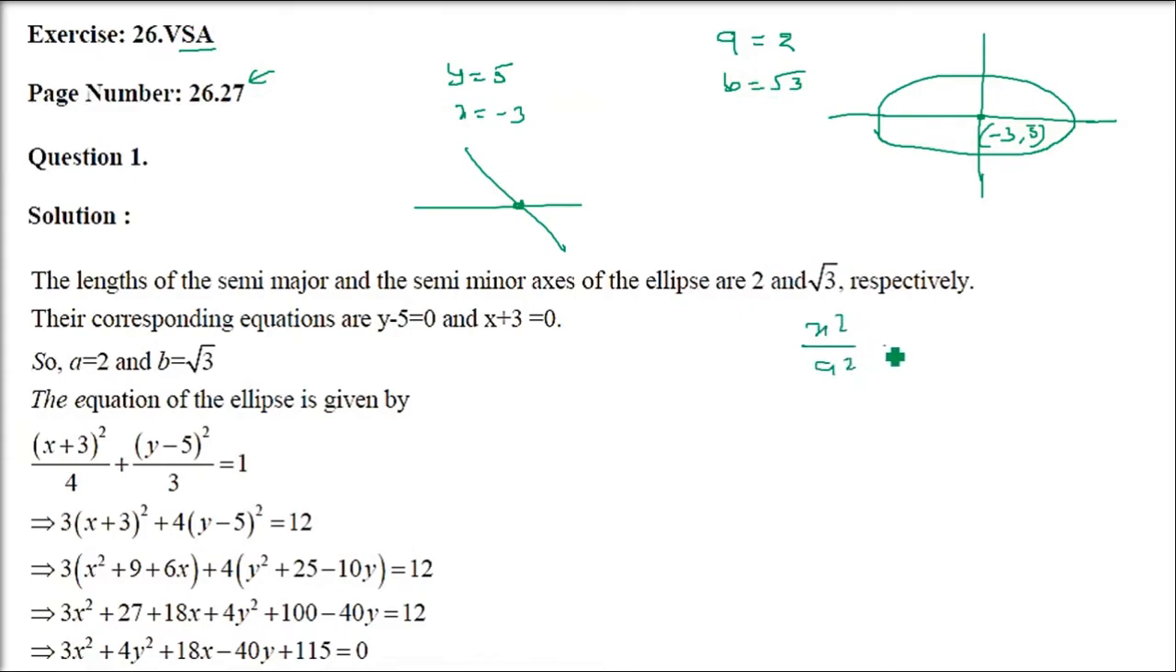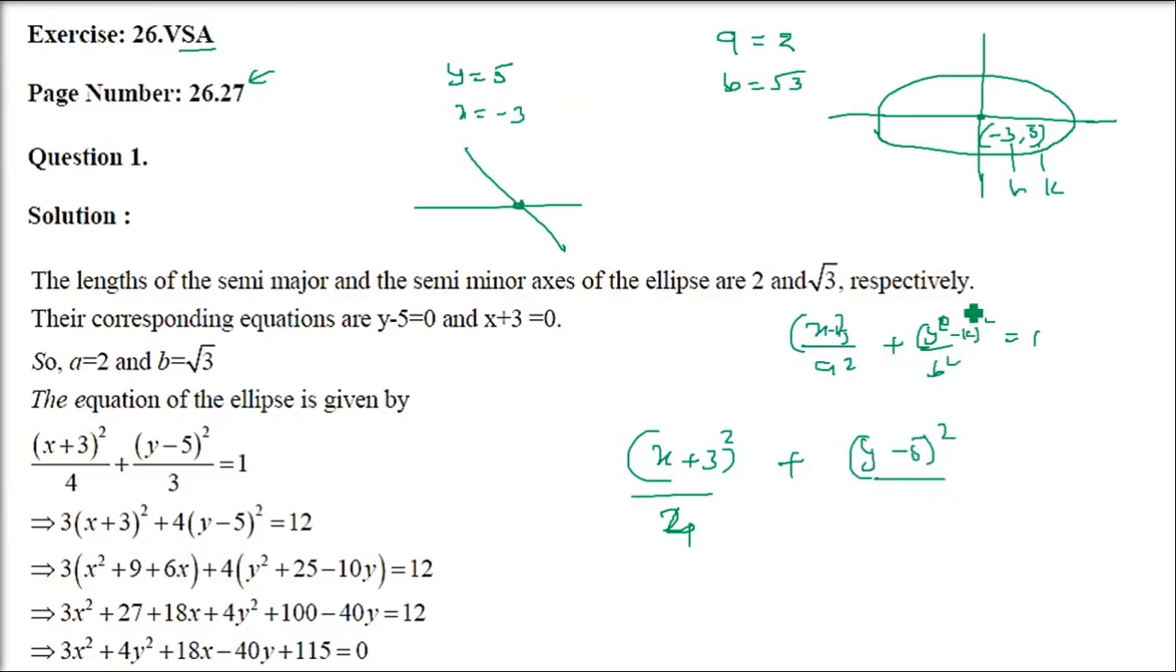So you have the equation x minus h whole square over a square plus y minus k whole square over b square. If you have a center other than 0, 0, you have to put h and k also, equals 1. So what is h and k? h is minus 3 and k is 5. So x minus of minus 3, that is x plus 3 whole square over a square, which is 2 square, 4. Then you have y minus k whole square, y minus 5, k is 5, over b square, root 3 whole square is 3. And this equals 1. Just simplify it. This will be the final equation.